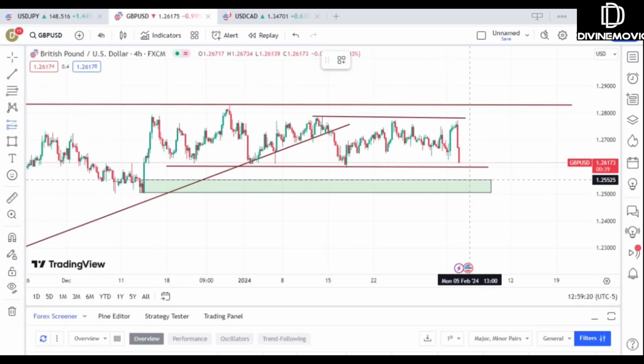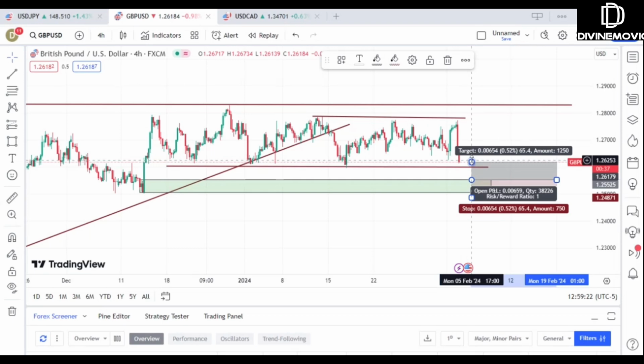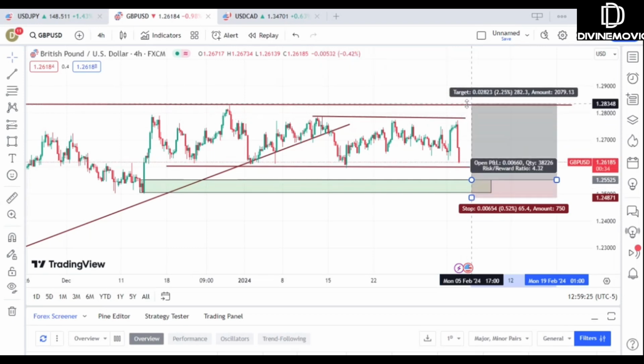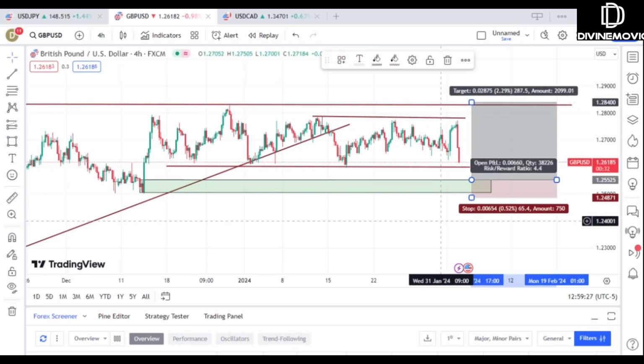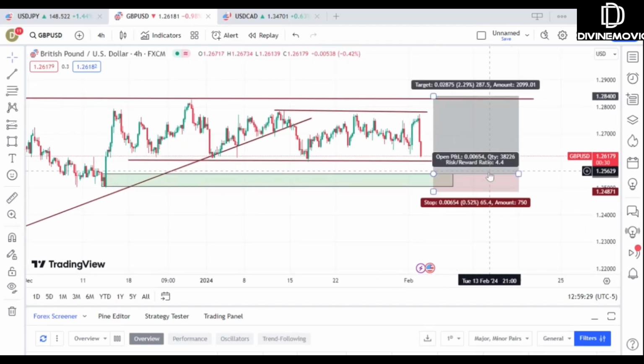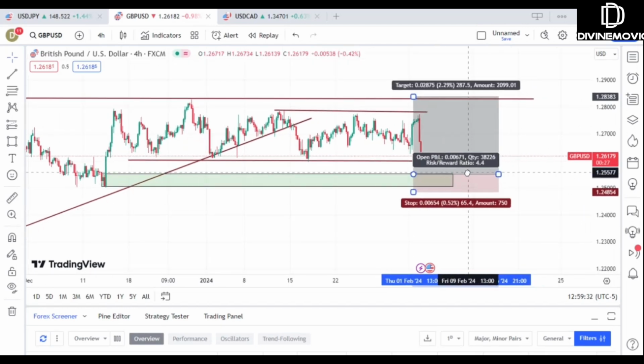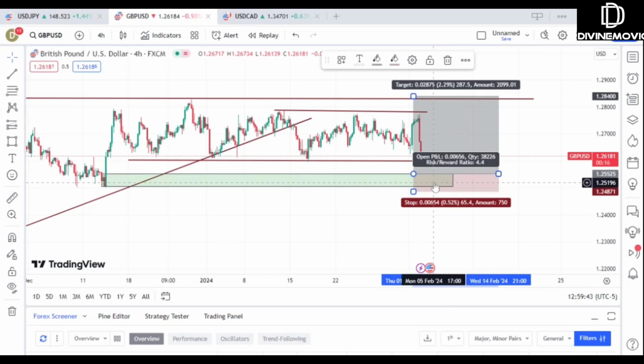on GBP USD. This is a possible setup for me on GBP USD, and this is how it's going to be for me. I'm going to be risking 65 pips on this setup. If price fails to hold this demand level, I'll simply change my bias to a sell. If I take my stop loss, I'm expecting price to come back to this zone again and become a flip zone for me to sell from. So for me, this is a very possible setup on GBP USD.